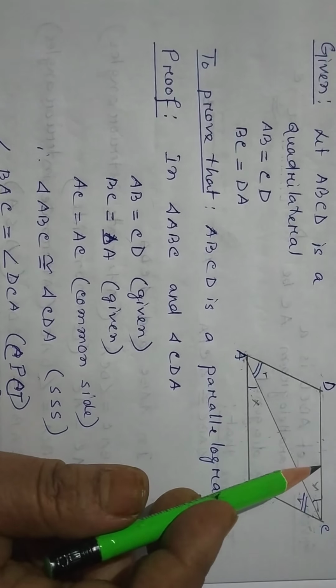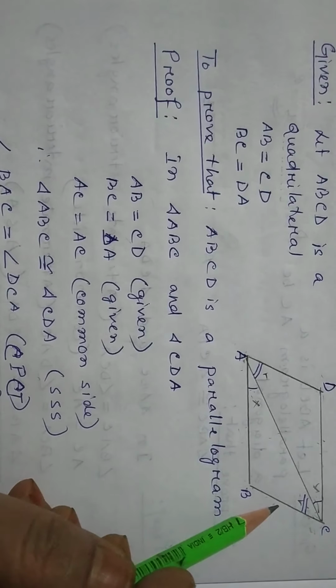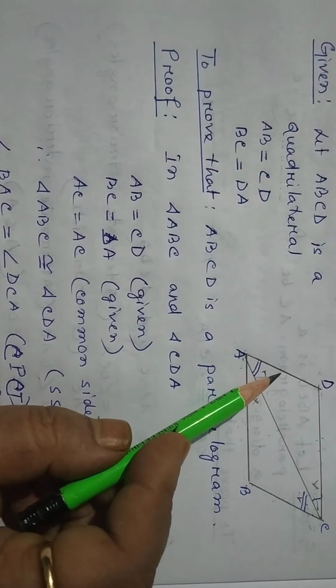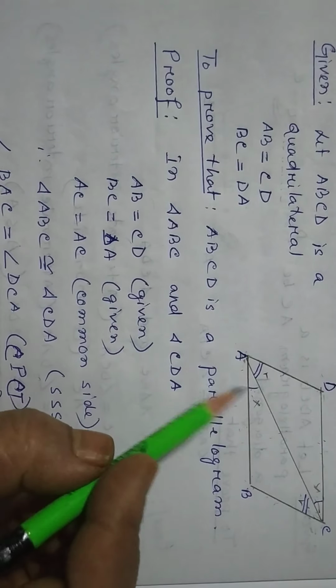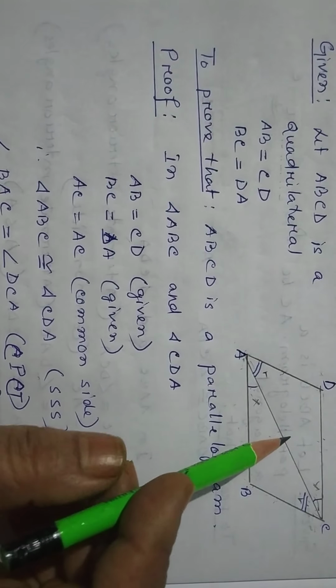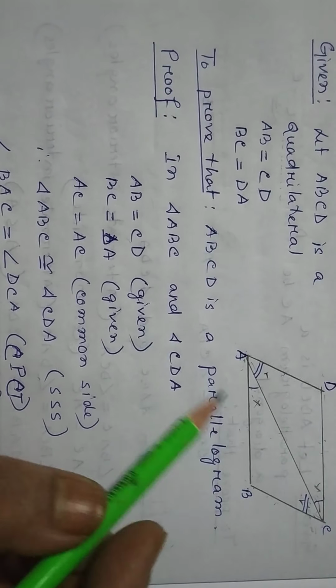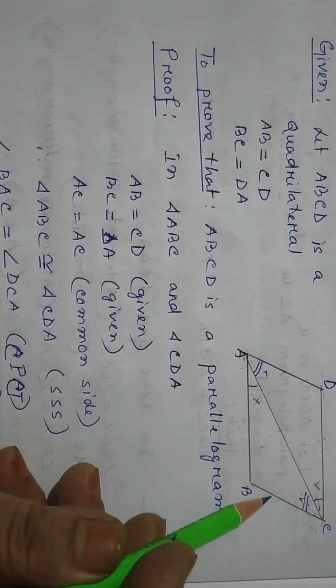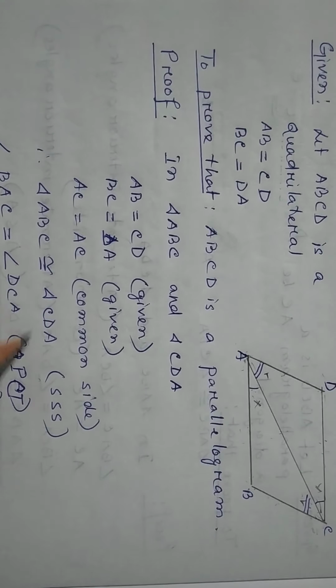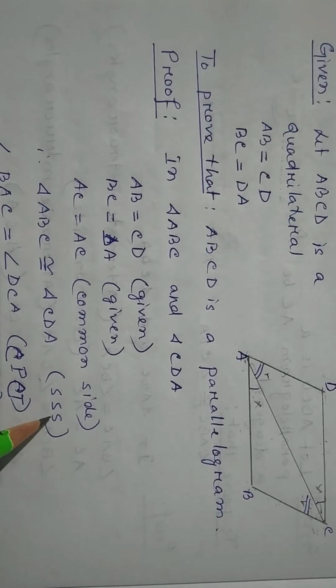Here AB equal to DC, why? Because it is given. BC equal to DA, why? Because it is also given. And AC is the common side. Therefore, these two triangles are congruent by what criteria? Side, side, side. These two triangles are congruent.